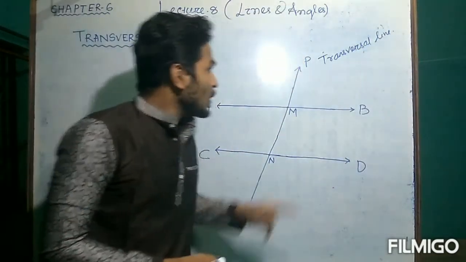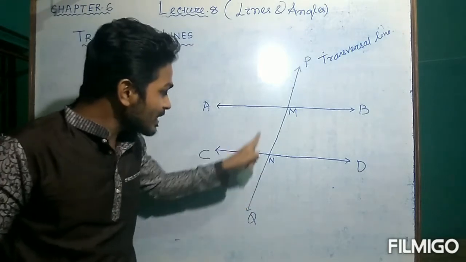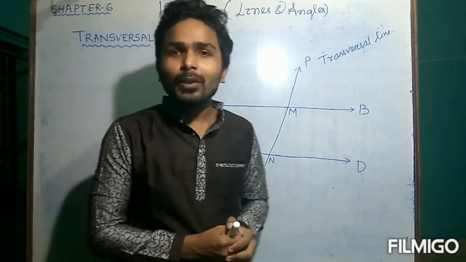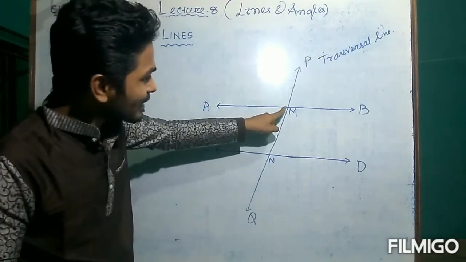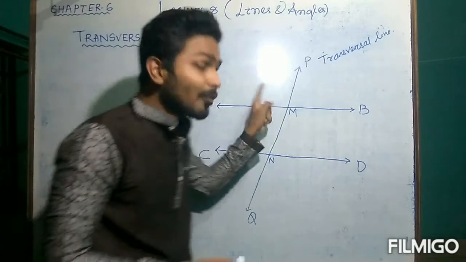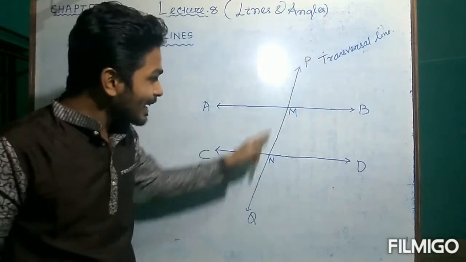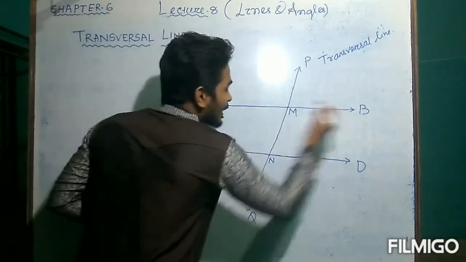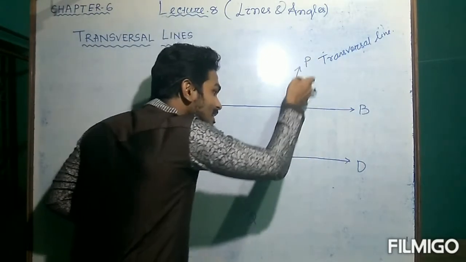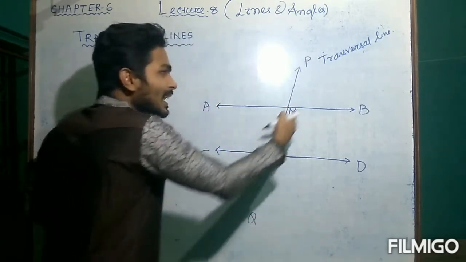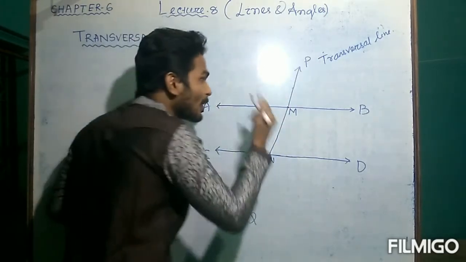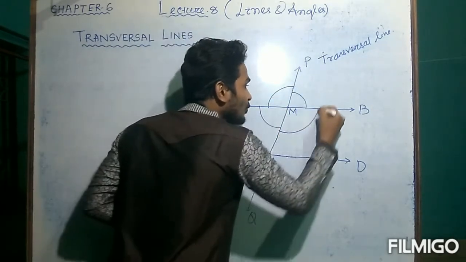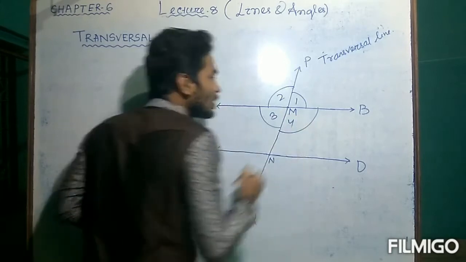Clear? Now tell me, whenever this transversal line intersects these two lines at two distinct points, then totally how many angles are formed here? Look at this. Totally how many angles are formed when this line intersects these two lines? Tell me. First consider this line AB. Now this line AB is intersected by the line PQ at M. Then how many angles are formed here? 4 angles are formed. 1, 2, 3 and 4.